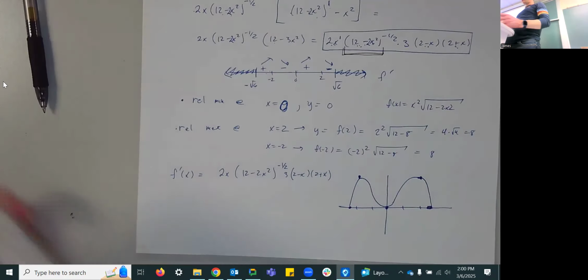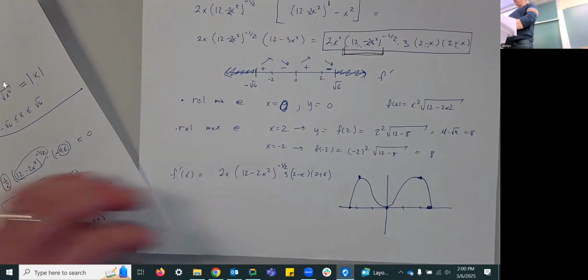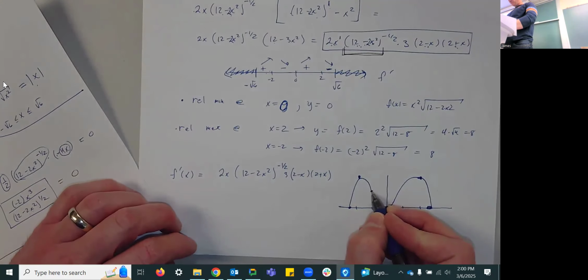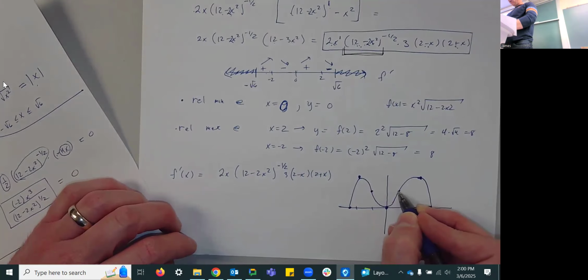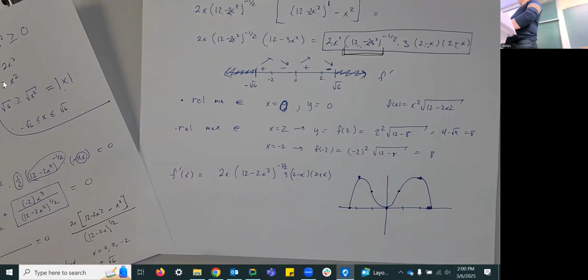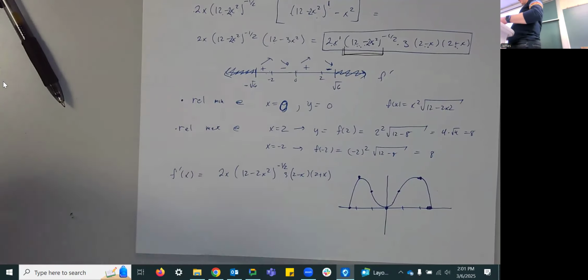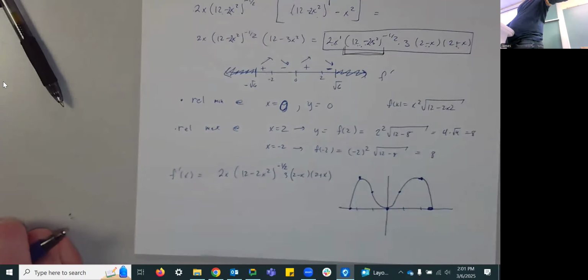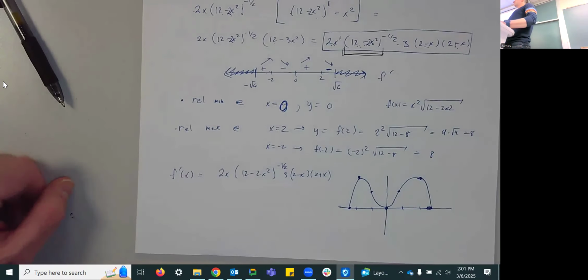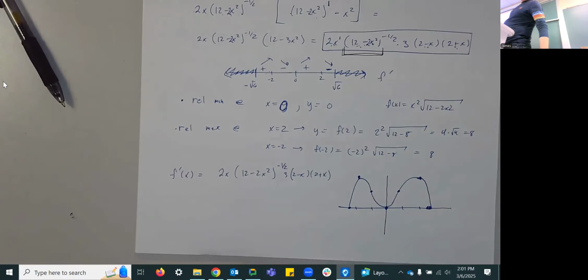And while one could find inflection points, there's probably an inflection point like right there and right there. I don't think that's the best use of our time. I think they'd be terrible to find. So let's not. If you really want to find them, come talk to me later. But it's not a good question.